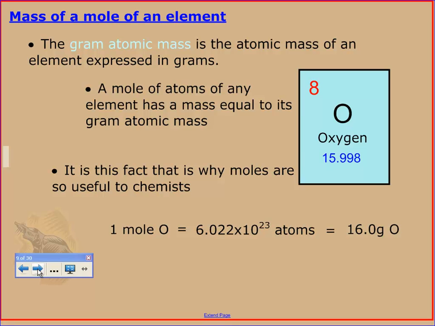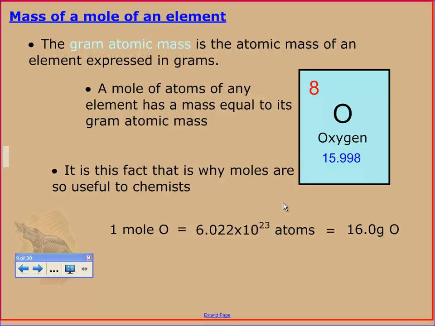You want to pause and copy these notes down real quick, but basically we're going to talk about gram atomic mass, and if you see this box, this is basically like a box on the periodic table. So if you don't have a periodic table out, you want to make sure that you get one. You're going to need one for this whole lesson. But here's the important number, this 15.998. That is what we call the gram atomic mass.